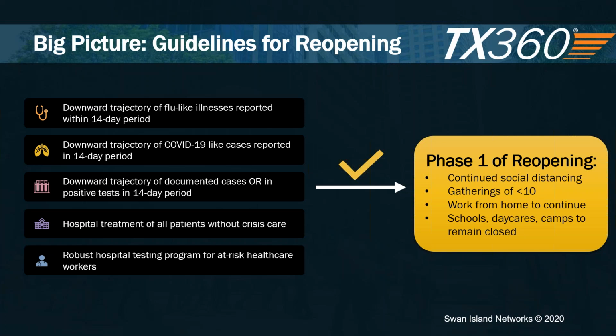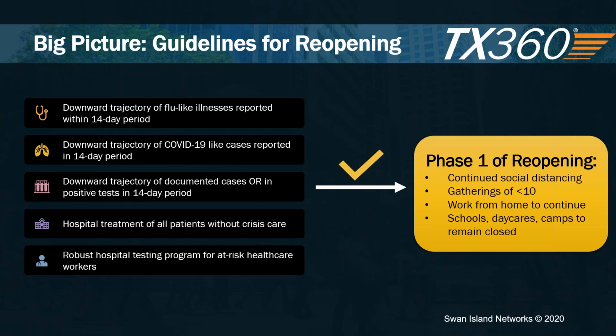On a federal level, the Trump administration has created a set of guidelines encouraged to be met prior to any steps to reopen the economy. You can see the list of these requirements here on the left, and they include a downward trajectory in the number of confirmed COVID-19 cases in any 14-day period, as well as a downward trajectory in the number of COVID-19-like cases reported in any 14-day period.